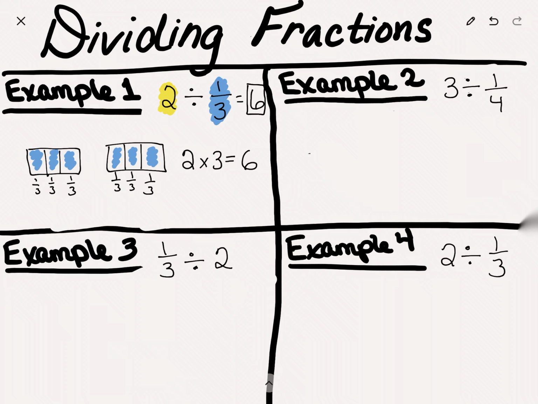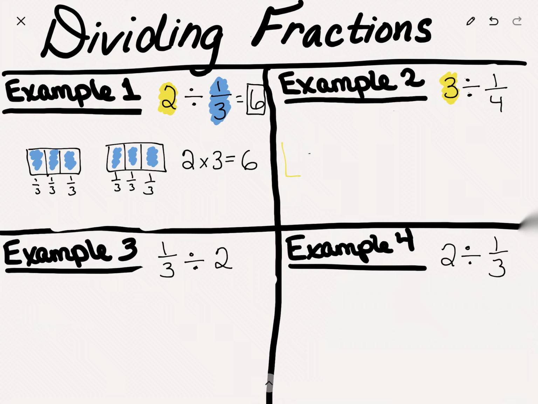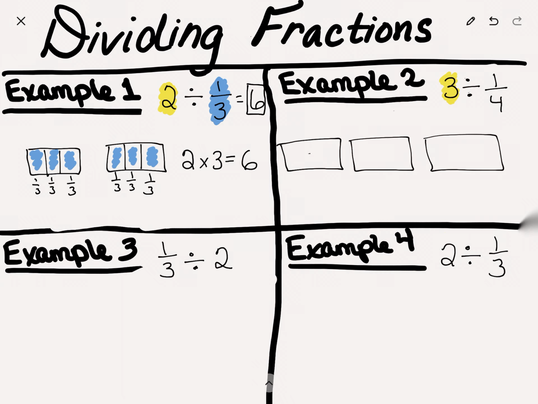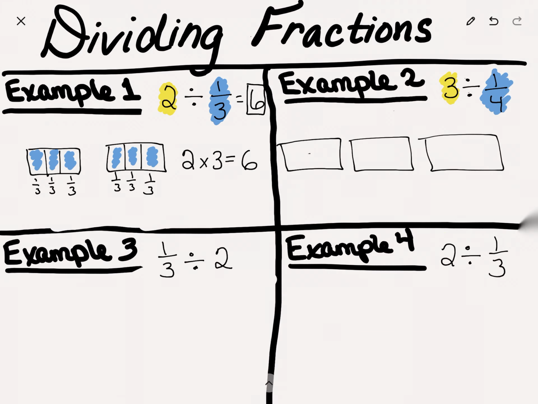So if we go on to the next one, again, we're going to start by looking at that very first number, which is 3. And we're going to draw that 3. We're going to draw 3 wholes. 1, 2, 3. And then it's saying that we need to break these up into fourths. So each one of them is going to get 4 equal pieces. 4, 4, 4. So each one of these is 1/4.